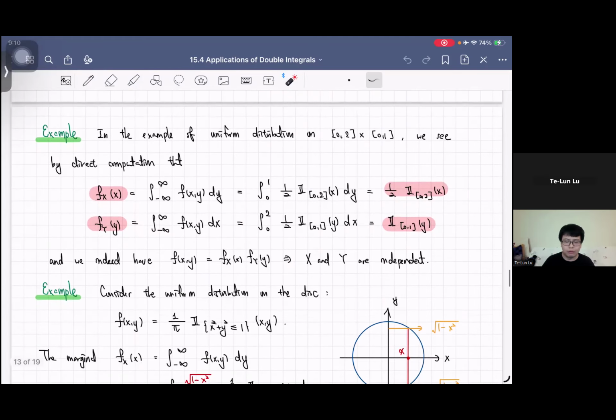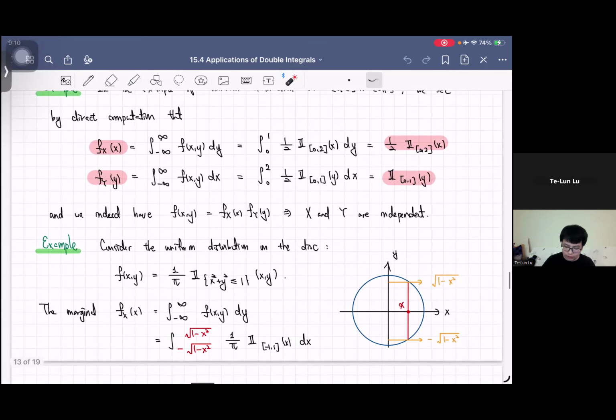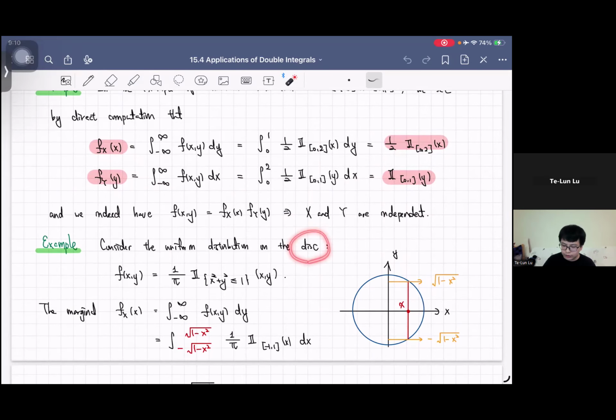And this is not always the case. In most cases, they are correlated. So let us do another example on uniform distribution, this time on a disk. So let us uniformly distribute the point x and y on the disk. In this case, the density is 1/pi, right? Because the area of the unit disk is 1 times 1 times pi, which is pi. And we have the indicator function that tells us that this is 1 whenever you're within the circle, and it is 0 when you're outside the circle.